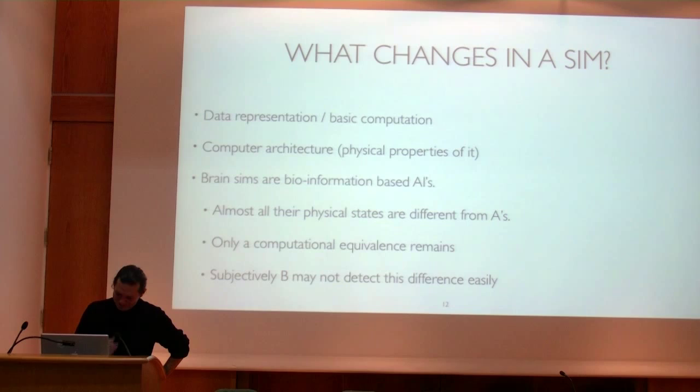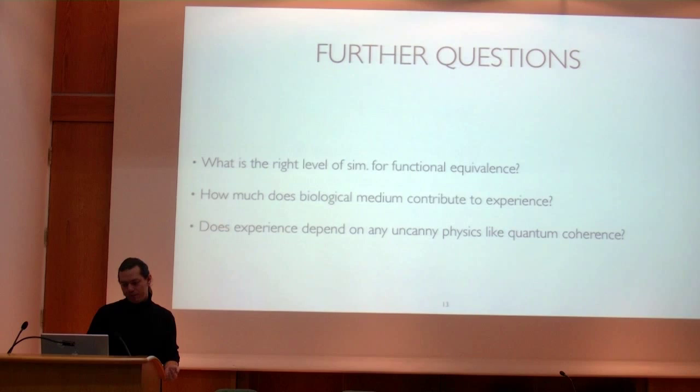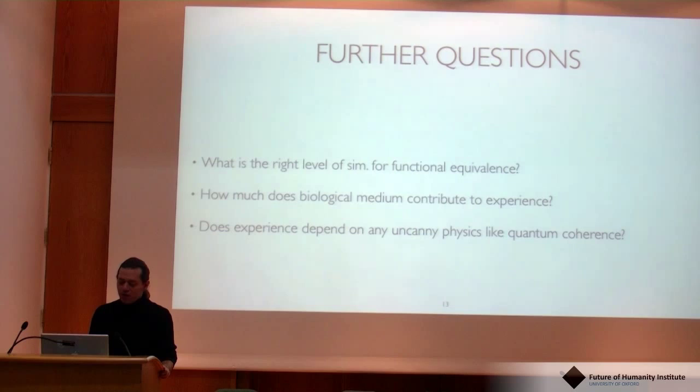So what has changed? Data representation, basic computation, computer architecture, and almost all their physical states are different from the original brain. So only computational equivalence remains, which means that while the simulation cannot subjectively detect these differences, may not realize them, there are vast changes in the fabric of experience, and there should be qualitative changes, actually. Further questions that I'd like you to consider, and you can find some further discussion on these in the paper: what is the right level of simulation for functional equivalence?